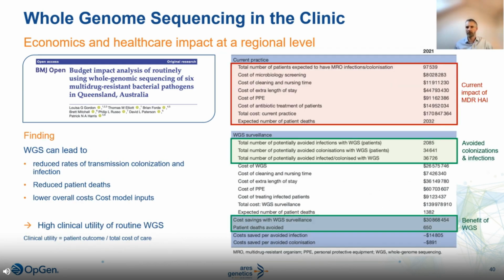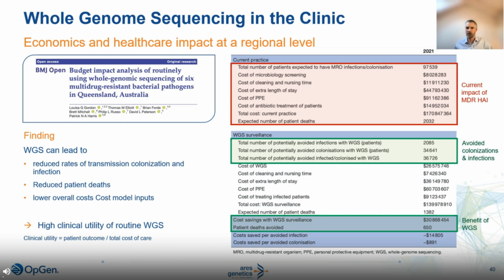The authors actually calculated costs annually across 5 years from the base year 2020 on. But for simplicity, I highlight the impact of only 1 year of whole genome sequencing. The study findings projected that in 2021, when only relying on standard of care testing, then 97,539 patients in Queensland were expected to be infected or colonized with one of the 6 multidrug resistant organisms. In contrast, a whole genome sequencing based surveillance strategy and earlier infection control measures could avoid 36,726 infected or colonized patients and avoid 650 deaths.